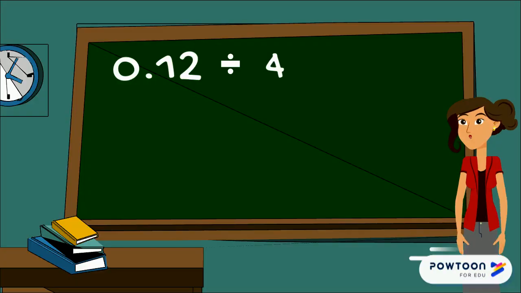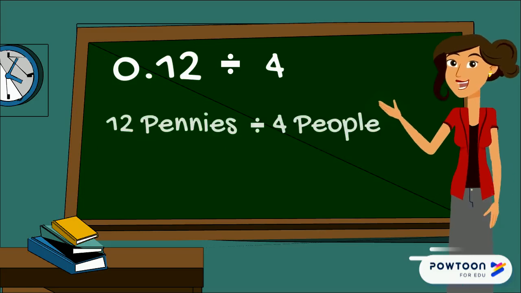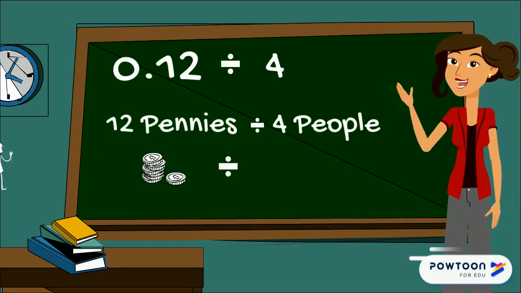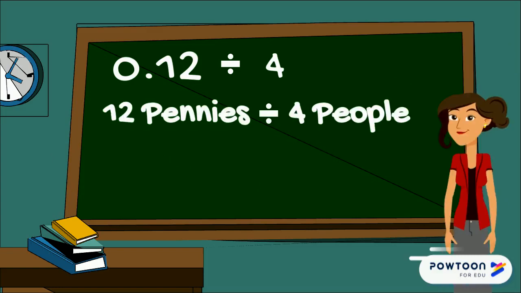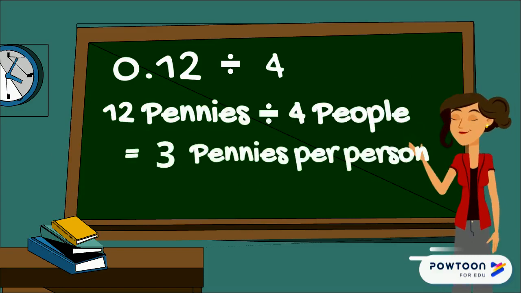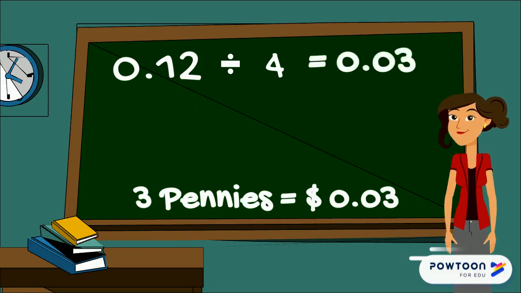To simplify this problem, we're going to relate it to money. If you have 12 cents or 12 pennies, and you have to divide the pennies among 4 people, how many pennies does each person receive? Well, that was easy. Every person receives 3 pennies, which equals 3 cents, which equals 3 hundredths.